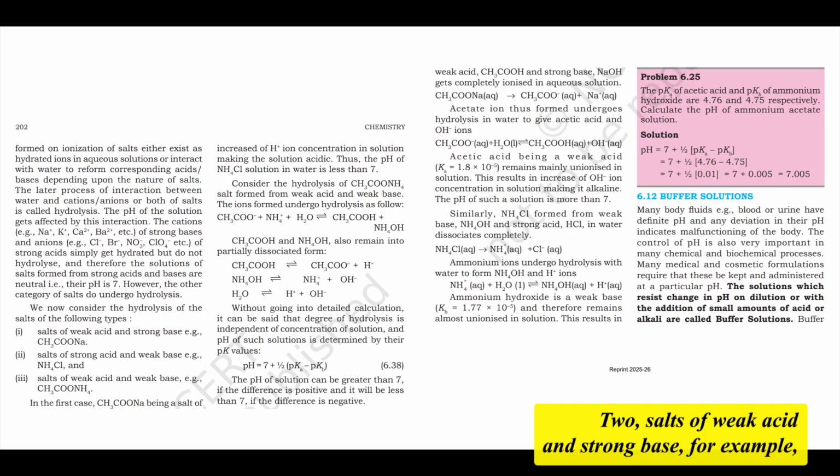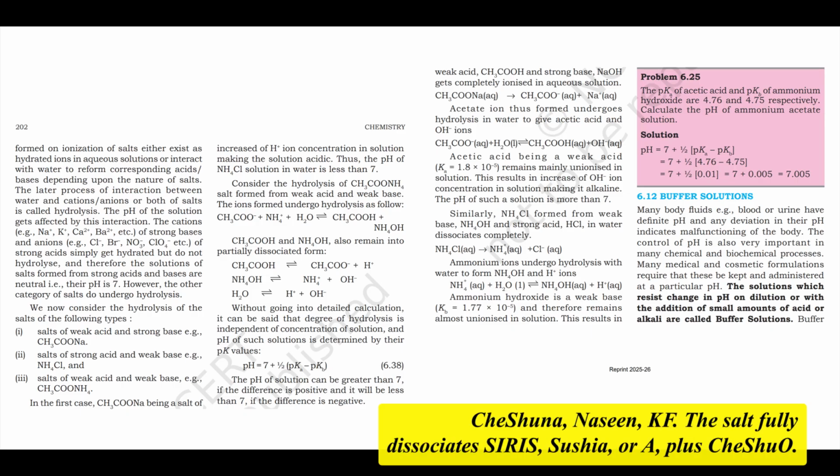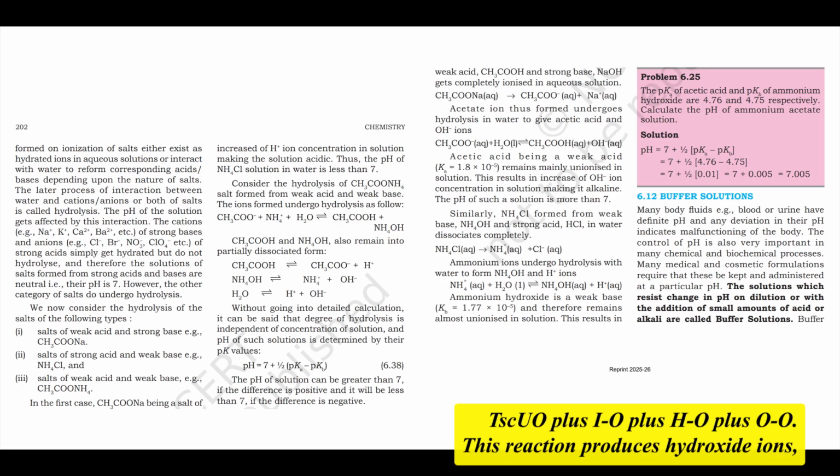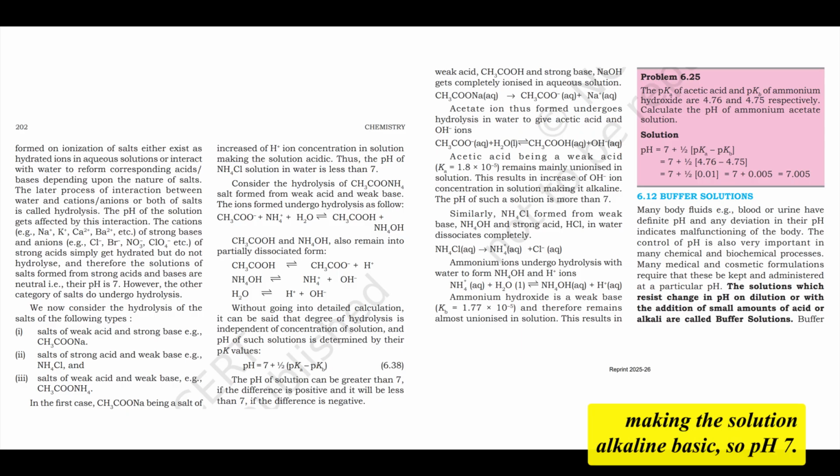2. Salts of weak acid and strong base, for example, CH3COONa, NaCN, KF. The salt fully dissociates: CH3COONa → CH3COO- + Na+. The cation doesn't react with water. However, the anion, the acetate ion, is the conjugate base of a weak acid, acetic acid. It's a relatively strong base and will react with water, hydrolysis: CH3COO- + H2O ⇌ CH3COOH + OH-. This reaction produces hydroxide ions, making the solution alkaline, basic, so pH > 7.